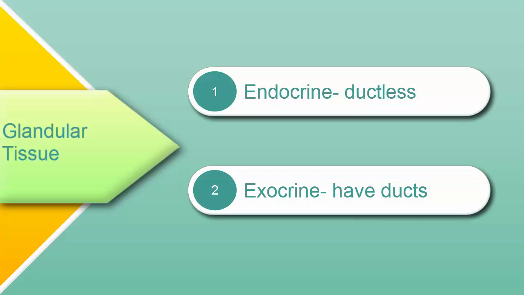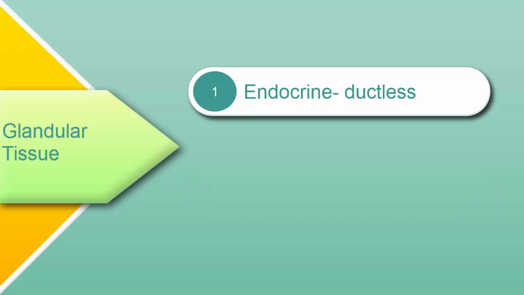The glands of the body are derived from epithelium. There are 2 types of glands: endocrine and exocrine. Endocrine glands are ductless glands and secrete their products directly into the bloodstream. Examples are the portion of the pancreas that secretes insulin and the adrenals.